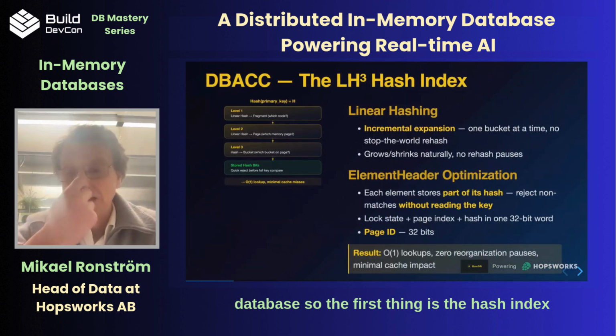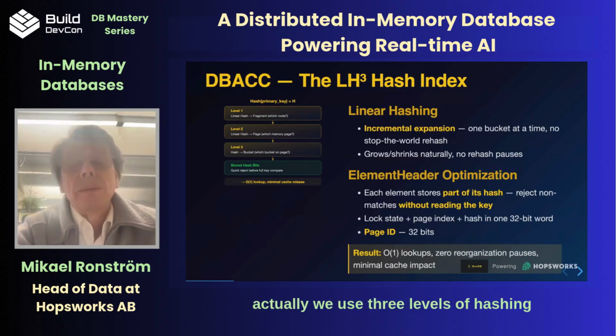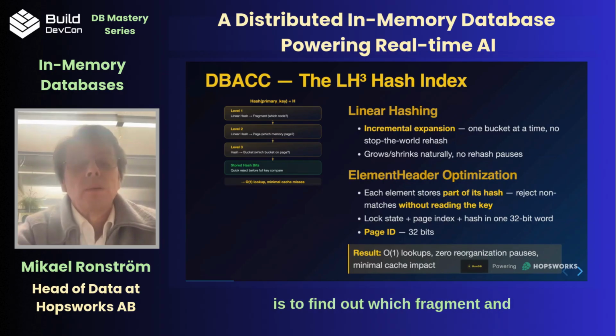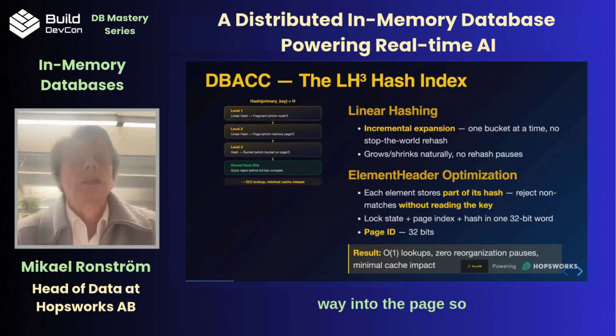So the first thing is the hash index. Every table has a hash index. And actually we use 3 levels of hashing. The first level of hashing is to find out which fragment. A fragment is just a part of a table, and that fragment points you to which nodes in the cluster the data resides in. The next level is a linear hashing, where you find the memory page where you have your hashing elements. And the third level is to find your way into the page.